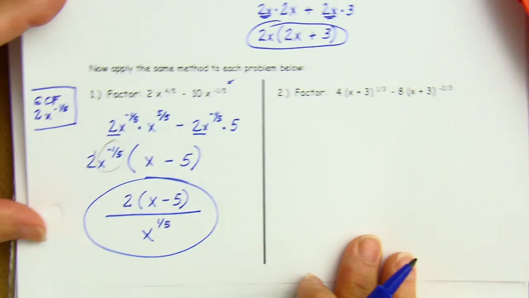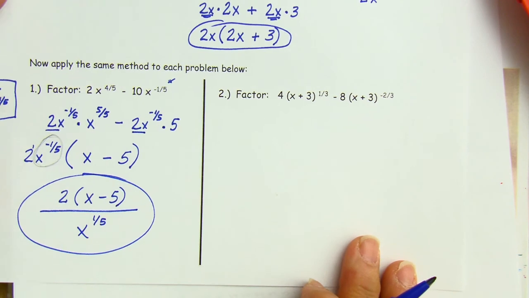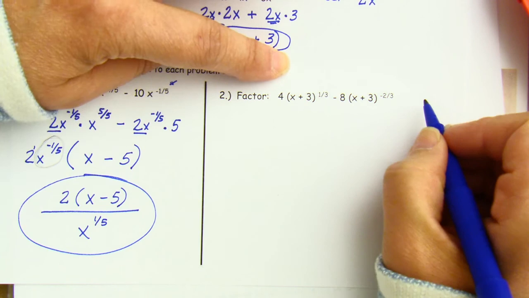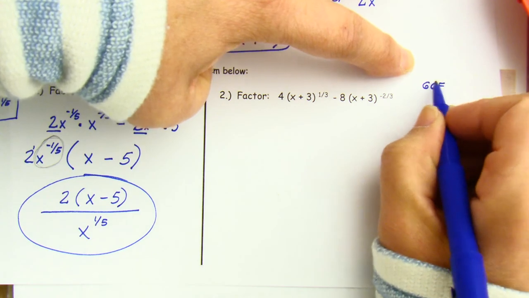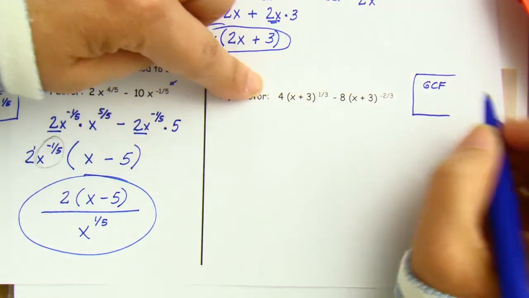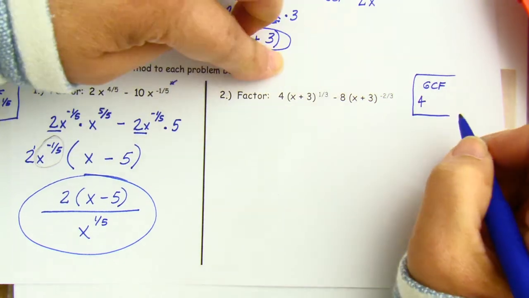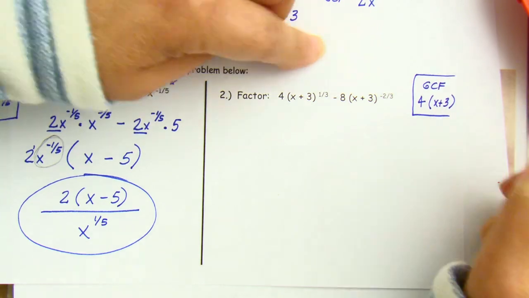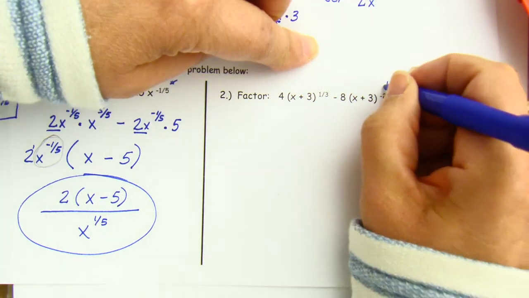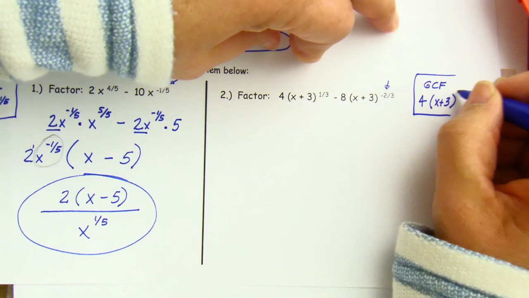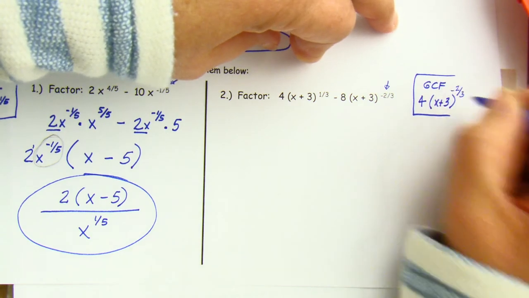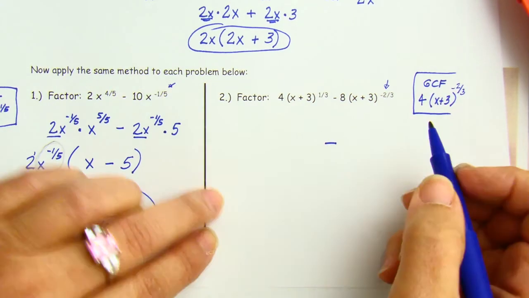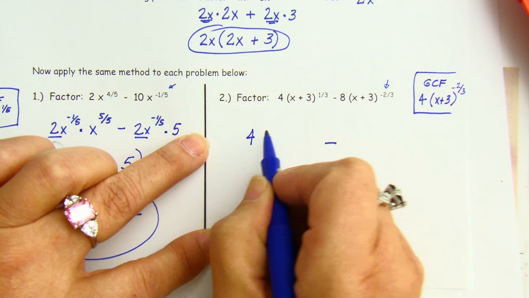And one more. Factor. Well, I have to look for a GCF. My GCF, I could take a 4 out of each. And I do have a quantity x plus 3. And I'm looking for the smaller exponent. That would be that one. A negative is always smaller than a positive, so negative 2/3. I'm going to copy my sign down between the terms, and I'm going to write my GCF on each side.